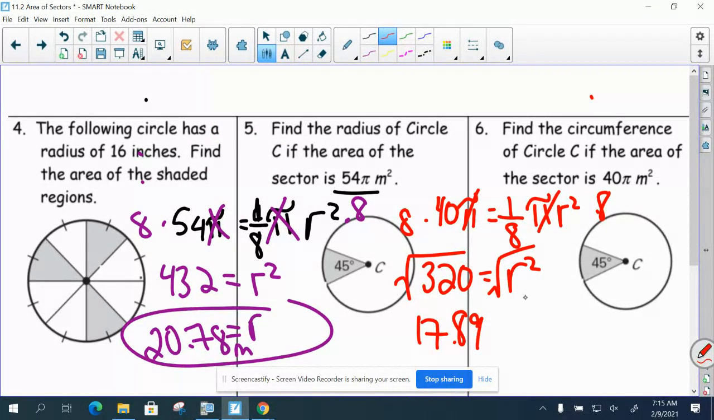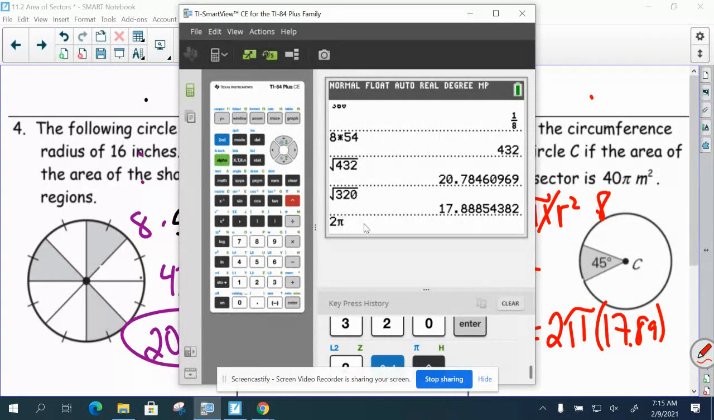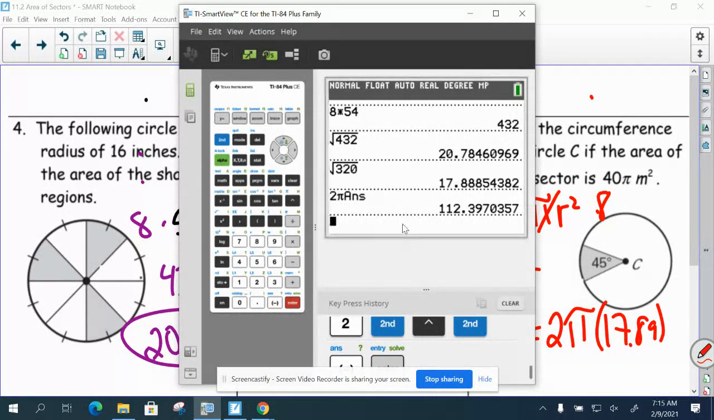17.89. So we'll round our intermediate calculation to that, and then plug it into the circumference equation, 2 pi times 17.89. Now I'm going to do a little experiment here, and I'm going to do 2 pi times not 17.89, but my answer. I'm going to use the answer button, because that gives us this whole unrounded decimal. And that gives me 112.40 if you round to the nearest hundredth.